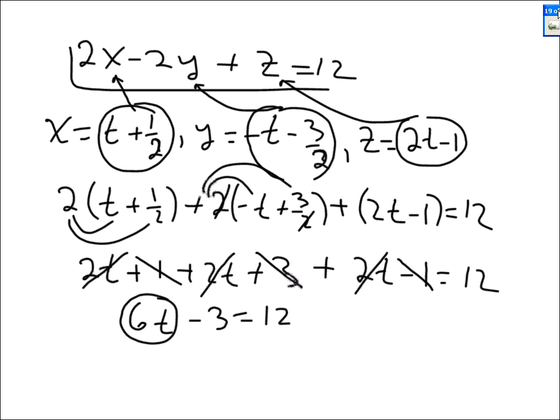15 minus 3 is 12. So 6t is 15. Divide by 6. Okay, 3 goes in here 5 times, 3 goes in here 2 times. Get 5 over 2. Okay, t is 5 halves. So t is 5 halves.